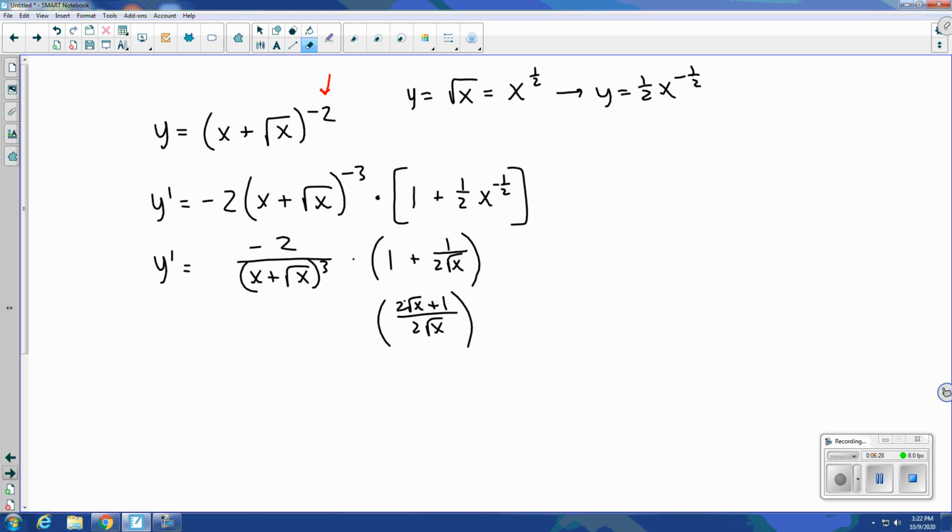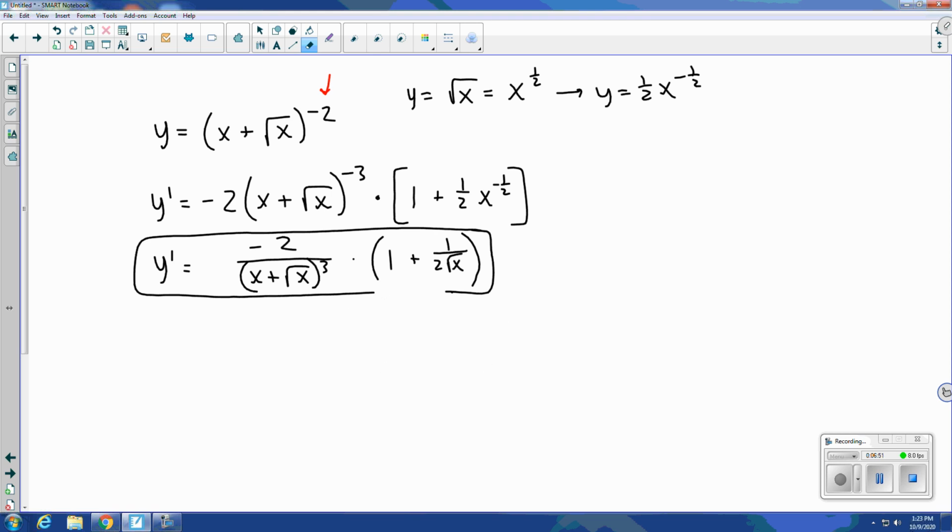I'm not sure this does anything for us. It doesn't look like it really does. So we'll just leave our answer like the following. So I'll erase this bottom piece because it proved to be a useless effort. So there's your derivative.